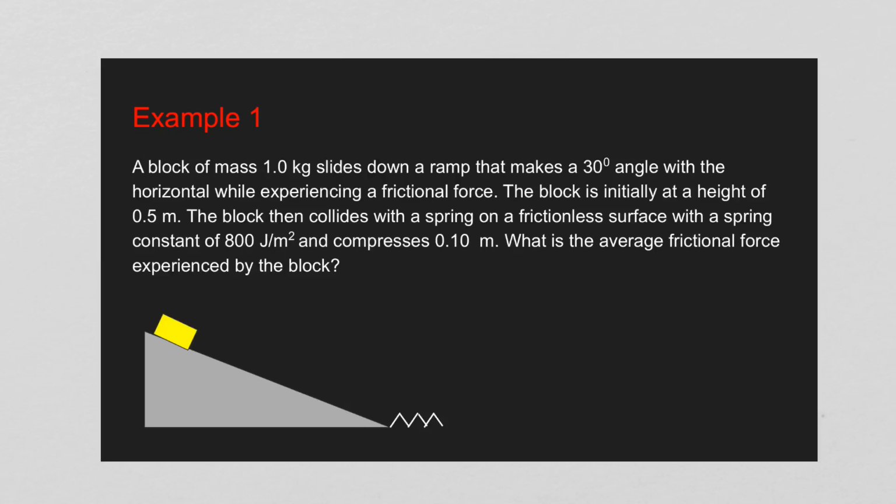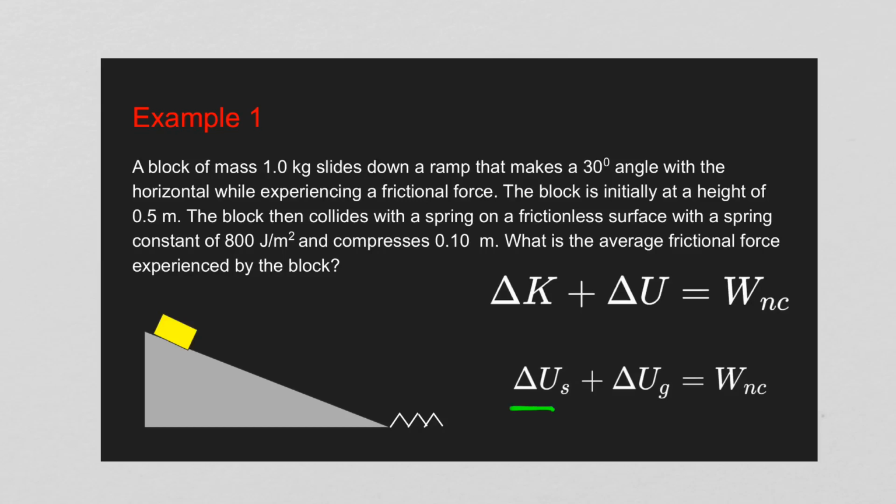Let's do a couple examples. Let's work this example. We've got a block on a ramp. It's going to experience a force of friction, and we're going to see what happens. Since I'm not worried about acceleration, I'm going to go ahead and use conservation of energy, which in this case, all I have are springs and gravity. Oh, and then work done by non-conservative forces. This is the new part that we're talking about right now.